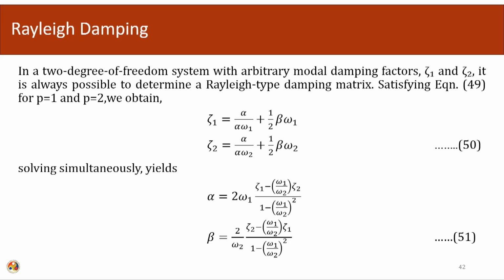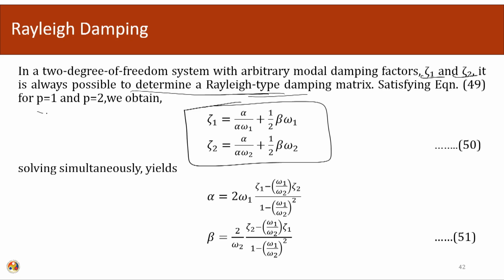Here we will try to evaluate the Rayleigh damping in a 2 degree of freedom system with arbitrary modal damping factors zeta 1 and zeta 2. Let us say that we have a 2 degree of freedom system and it has arbitrary damping factors zeta 1 and zeta 2. In this case it is always possible to determine a Rayleigh type damping matrix, and it should satisfy these two equations for p1 and p2. For the two frequencies we write down the values of zeta 1 and zeta 2.